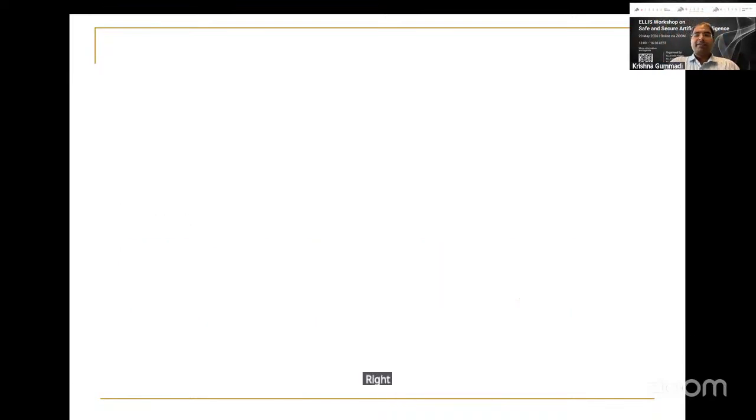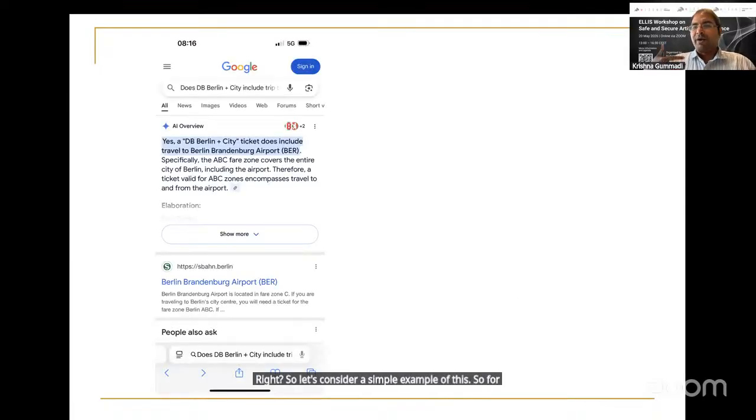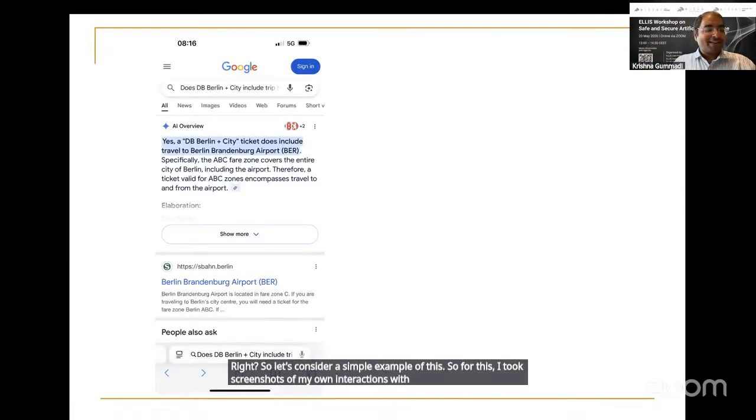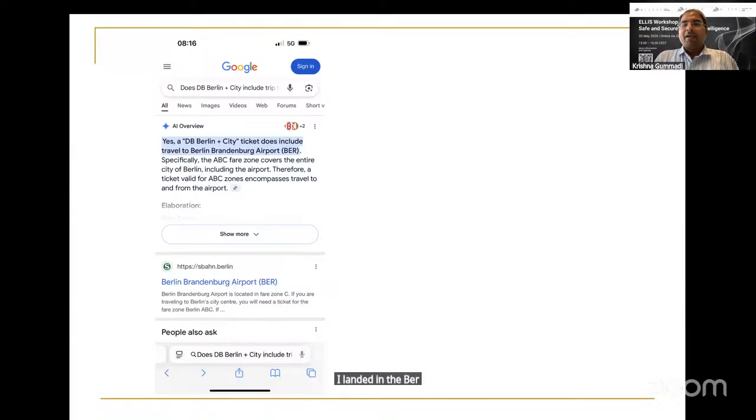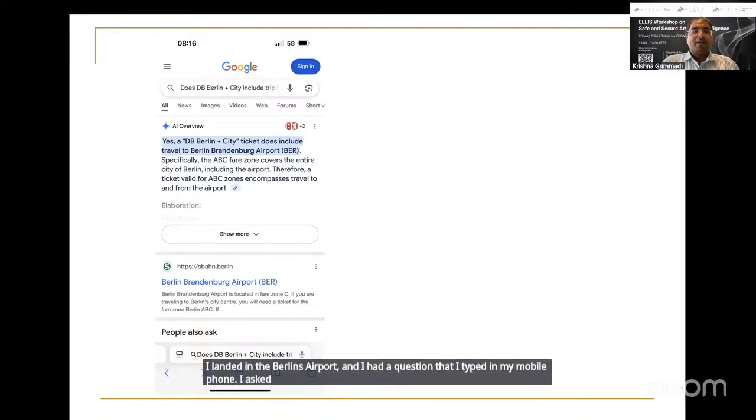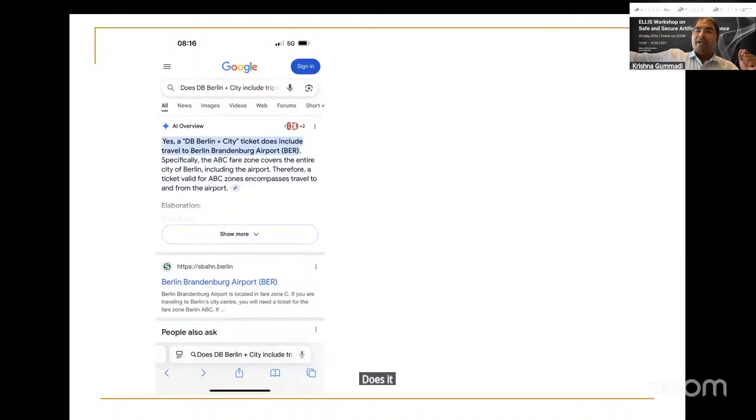So let's consider a simple example of this. For this, I took screenshots of my own interactions where AI models are being used as front ends for web search. This was about 8 months ago. I landed in Berlin's airport, and I had a question that I typed into my mobile phone. I asked, does the Deutsche Bahn Berlin plus city ticket that I had cover the trip all the way to the airport, which is actually on the outskirts of the city of Berlin?